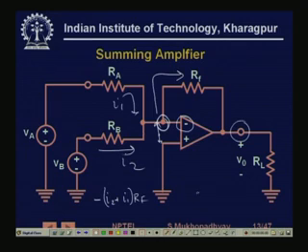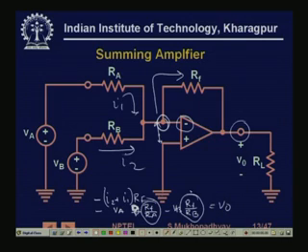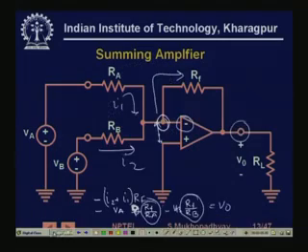So we will get V0 equal to minus VA into RF by RA minus VB into RF by RB. So this is one of the weights, this is the other weight. So you have summed 2 input voltages, and weighted them by 2 gains. So it calculates a weighted sum of 2 signals, correct.